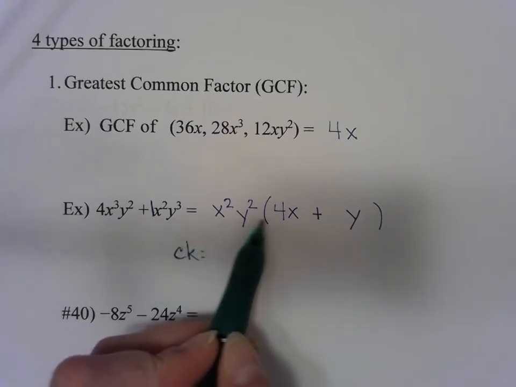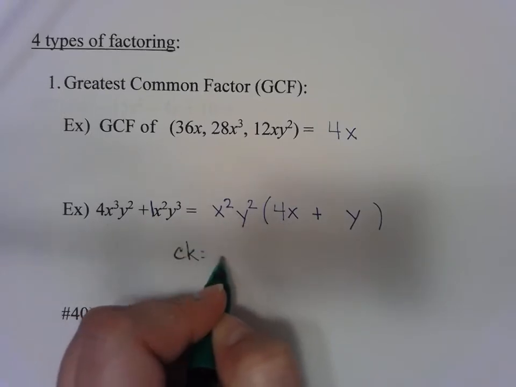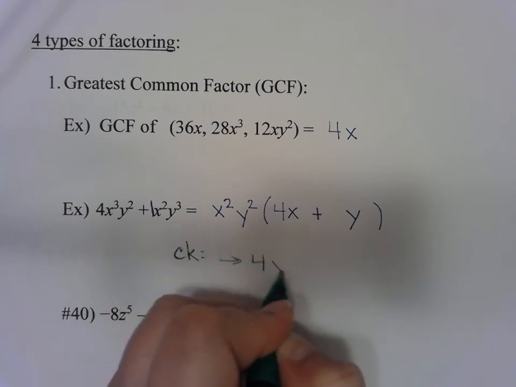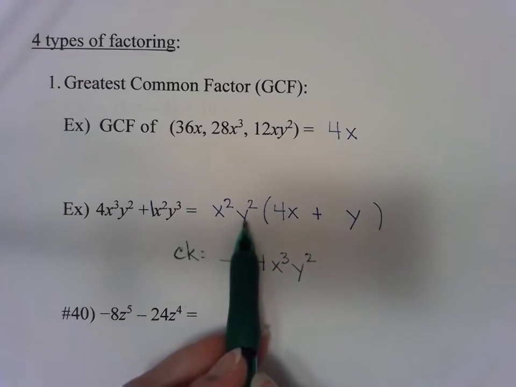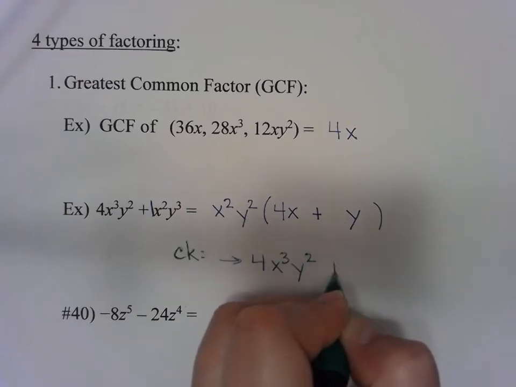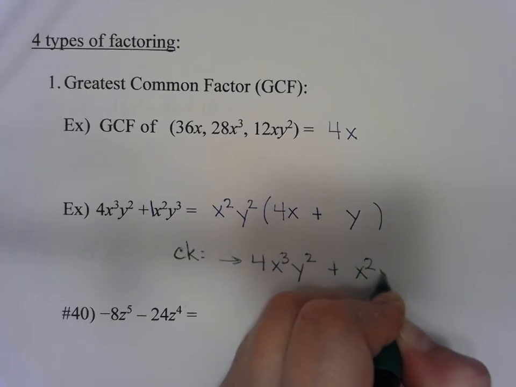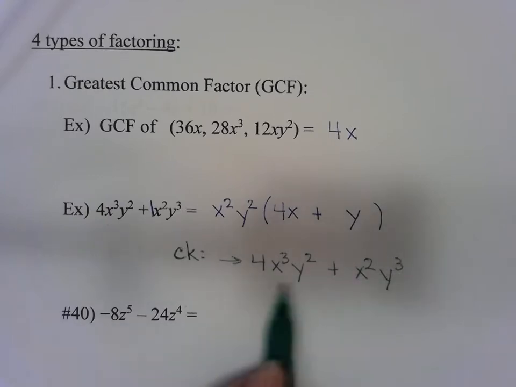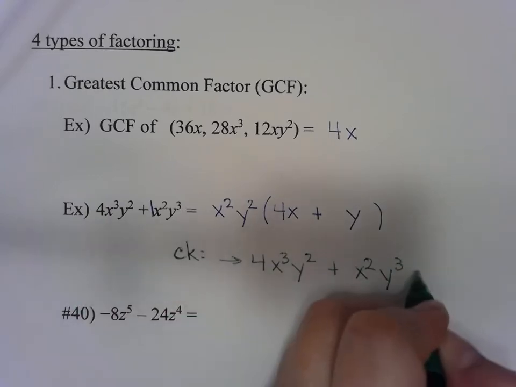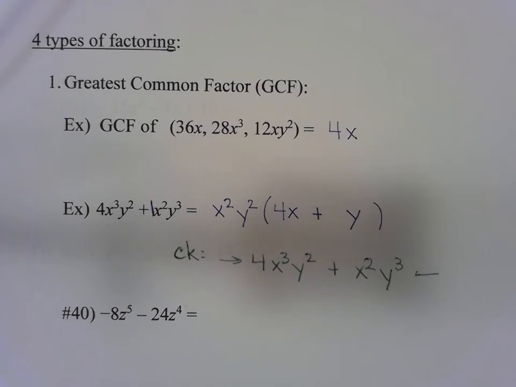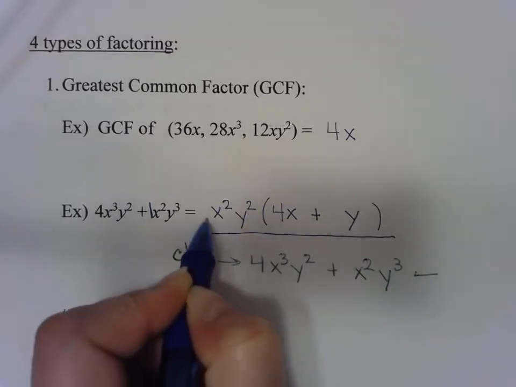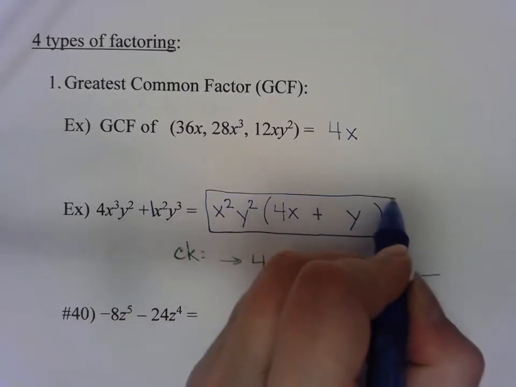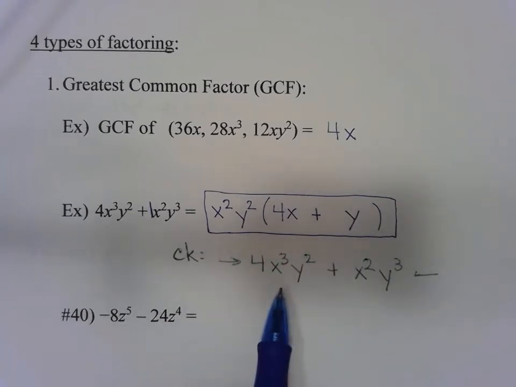X squared y squared times 4x would give me 4x cubed y squared. And x squared y squared times y would give me x squared y cubed. So when I multiply it back out, I get the originals, so I definitely did it right. Okay, but let me emphasize that this is our final answer. And we just did this to check ourselves.